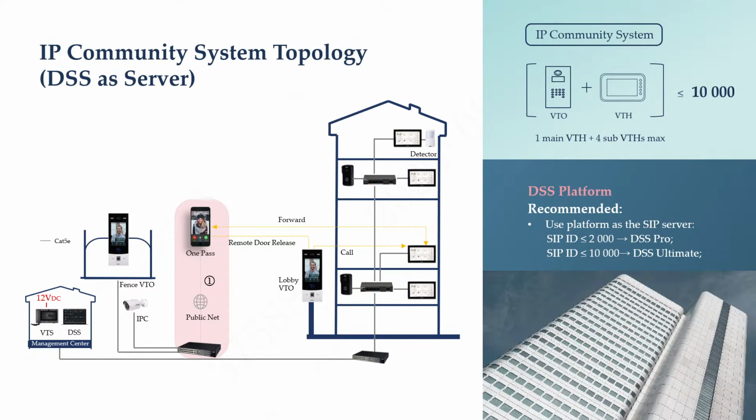In this solution, in one room or one flat, you can have one main VTH, and if you need, you can add 4 more sub VTHs. It means you can have more VTHs, for example, one on the ground floor, one on, let's say, level 1, one in the garage, and so on. And the VTH also has alarm inputs, so you can connect doorbells, detectors, and so on. So the system is really flexible.